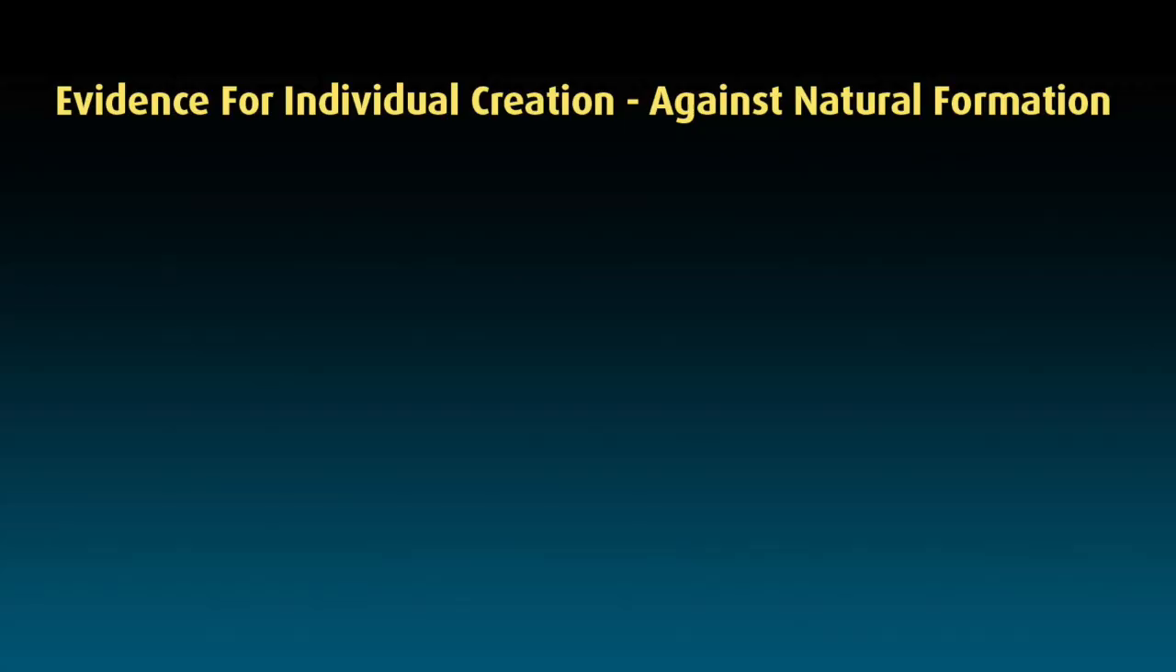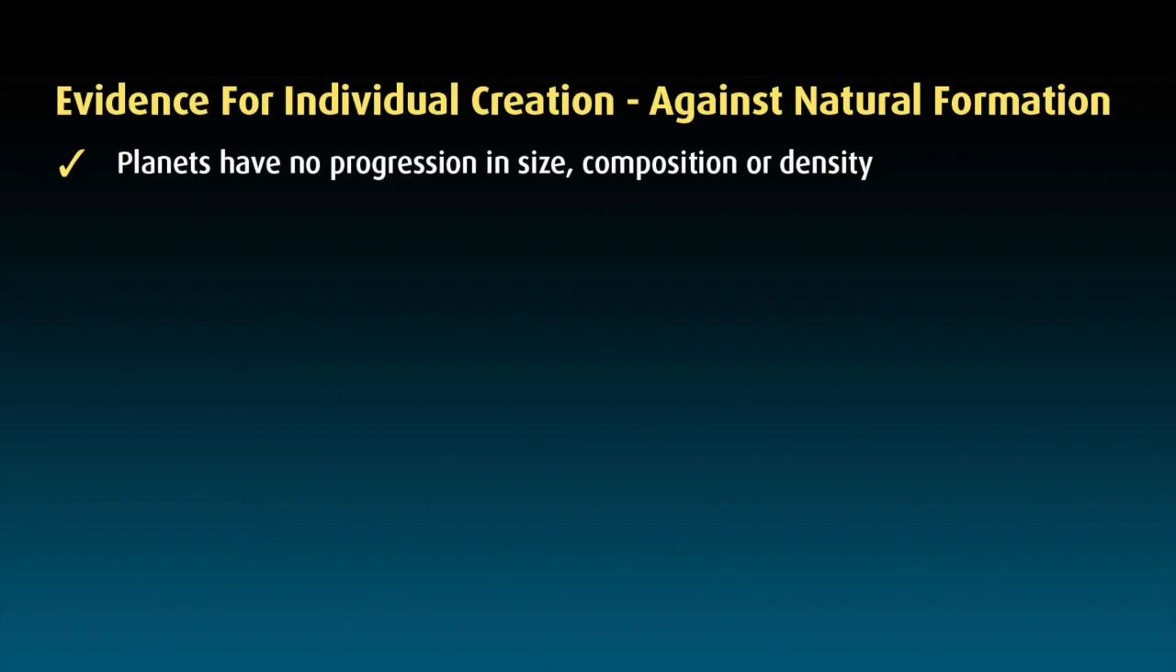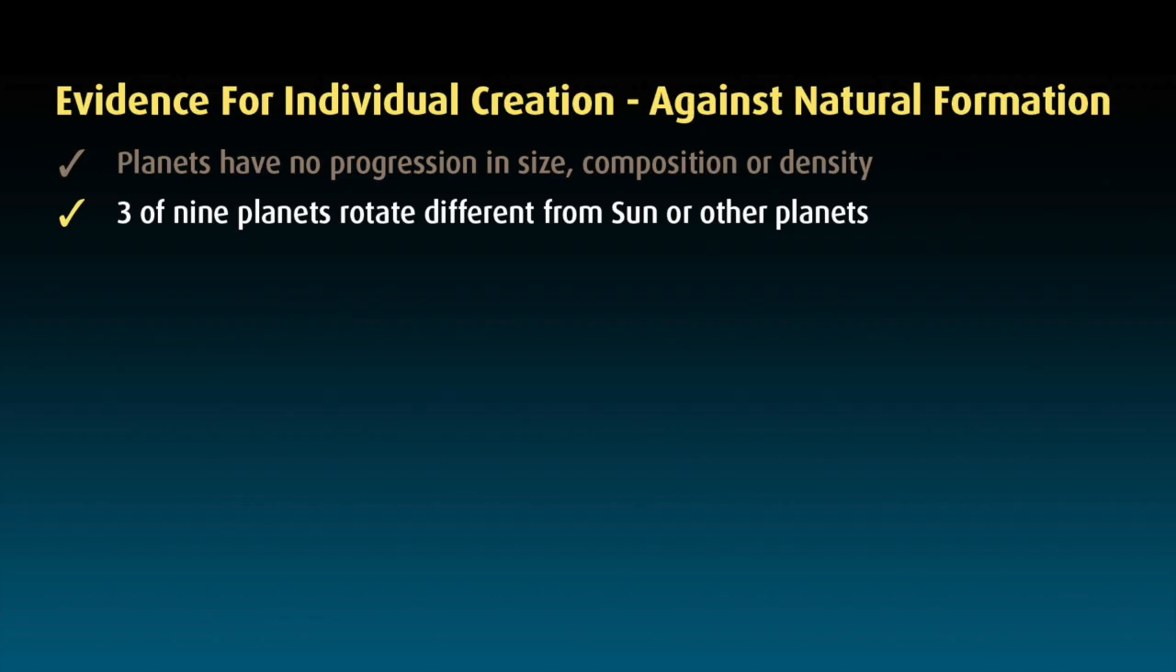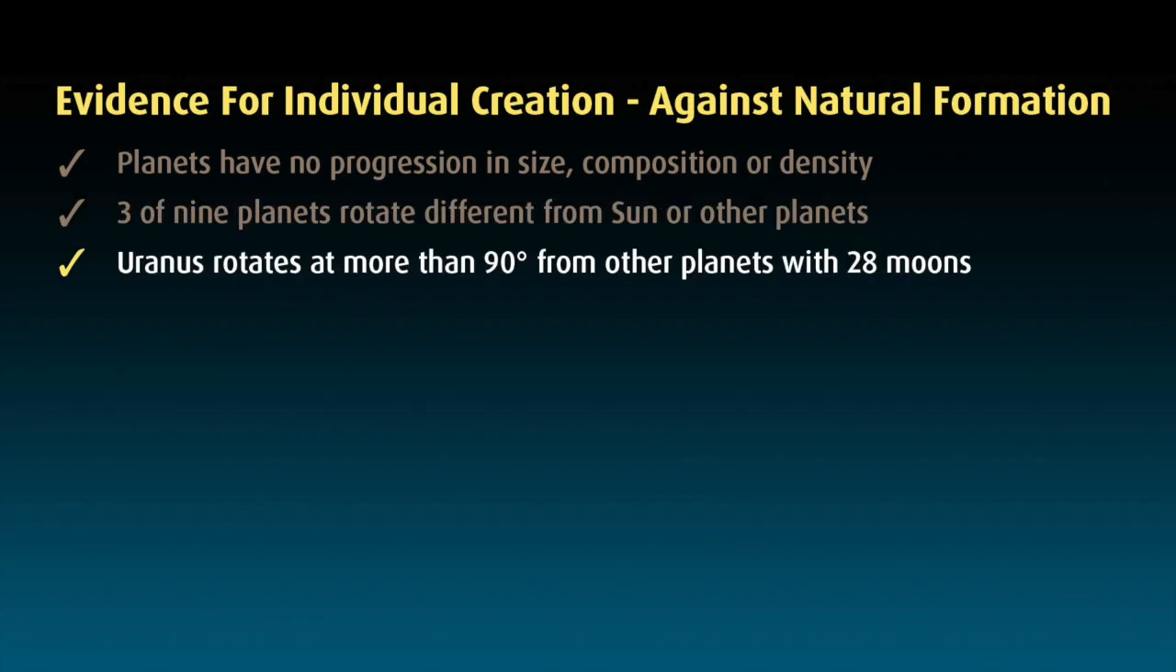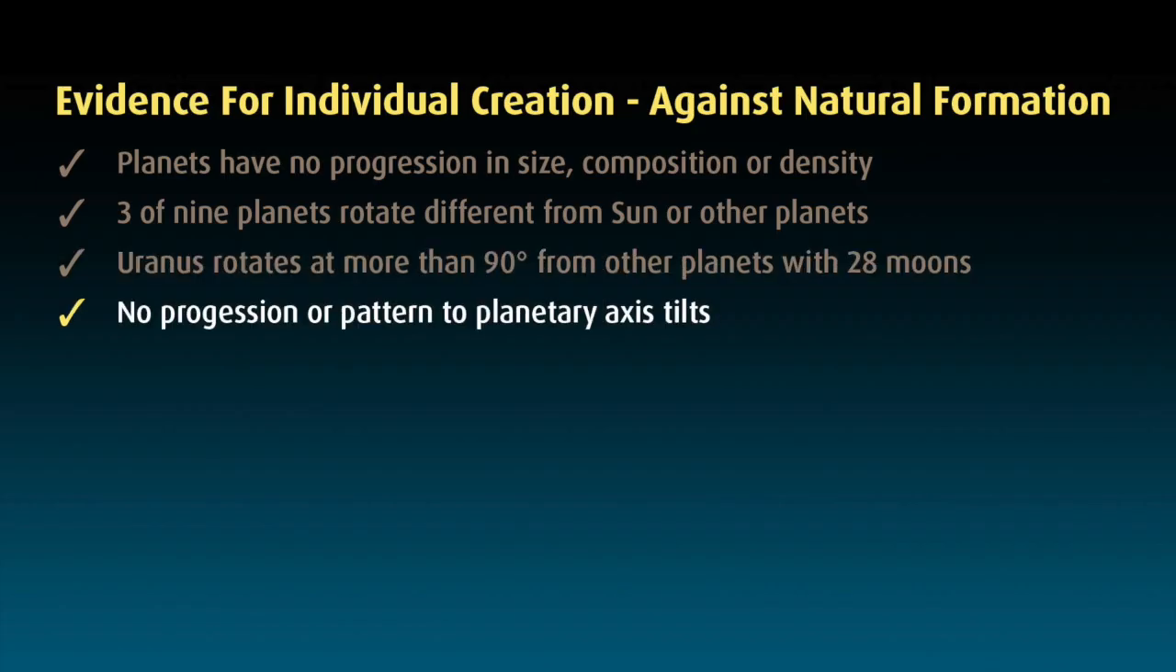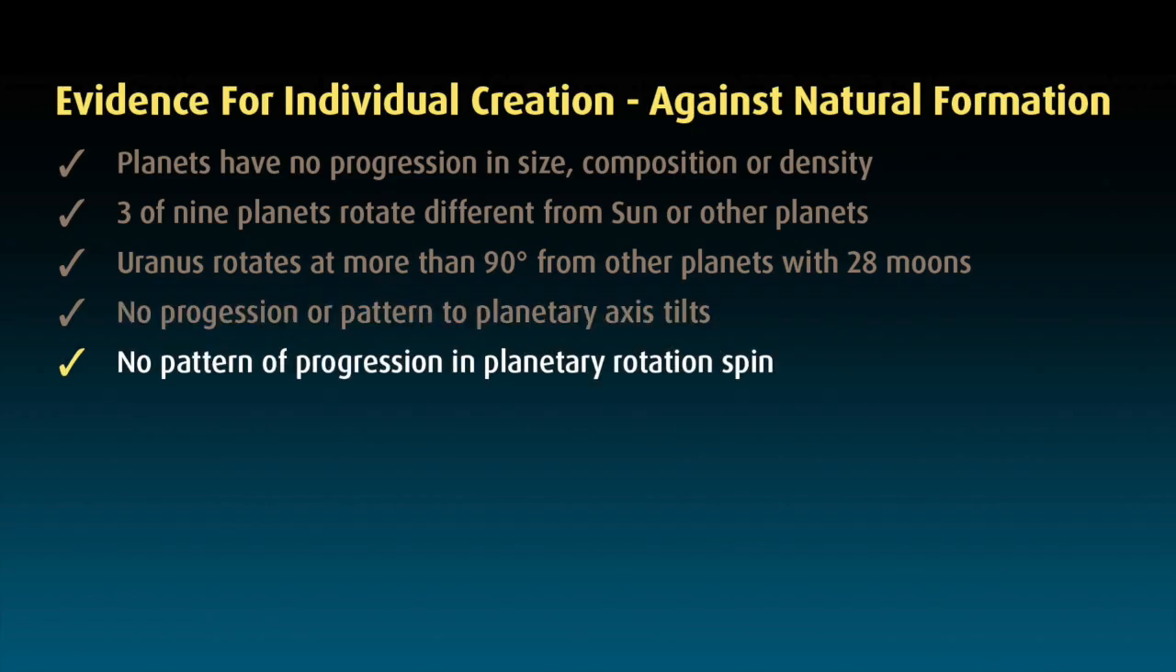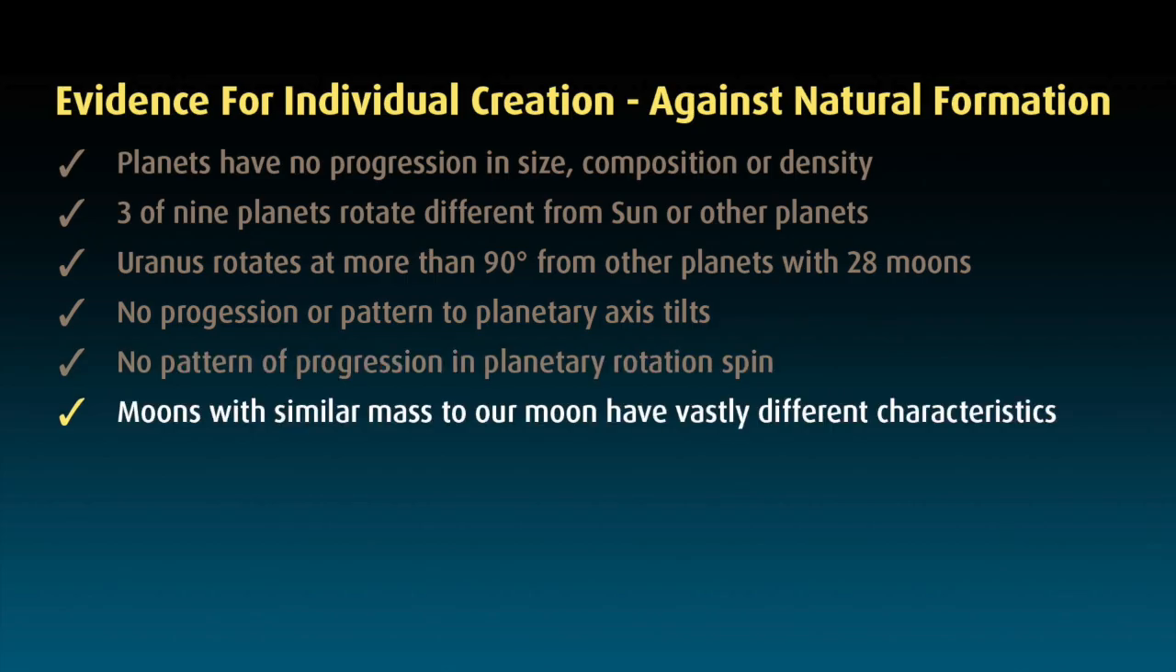Evidence for individual creation and against natural formation. The planets have no progression in size, composition, or density. Three of the nine planets rotate differently from the Sun or other planets. Uranus rotates at more than 90 degrees from the other planets, with 28 moons. There's no progression or pattern to planetary axis tilt. There's no pattern of progression in planetary rotation speed. Moons with similar mass to our moon have vastly different characteristics.